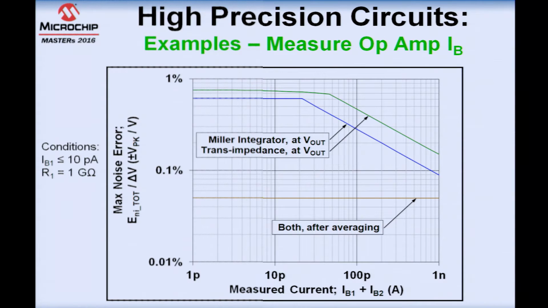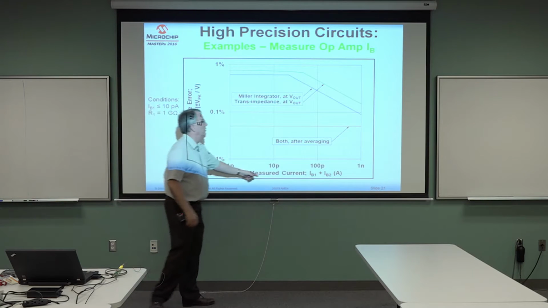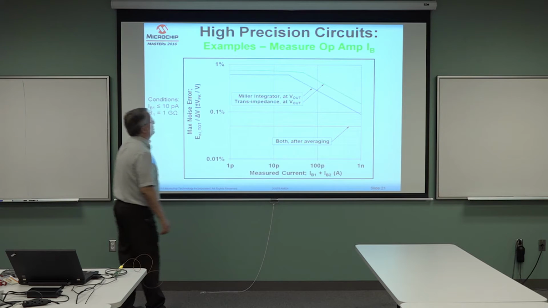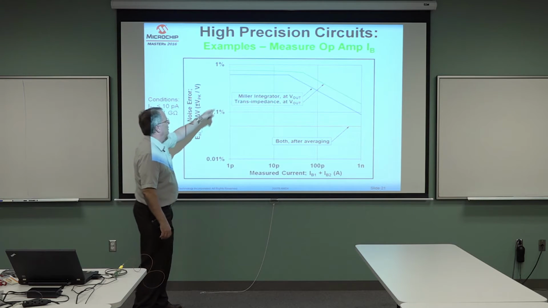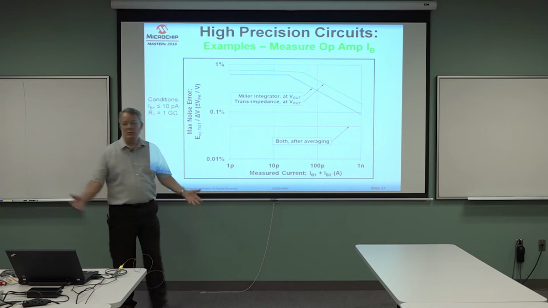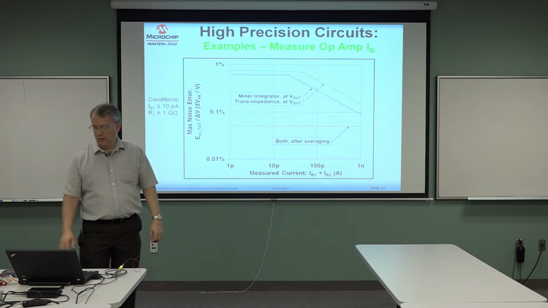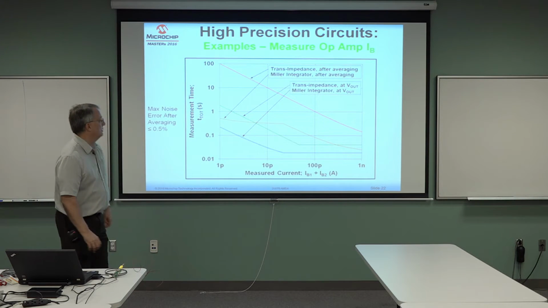I have a couple of plots here that show this. Here's the noise error, and here's the measured current. You'll notice that the Miller integrator does better than the transimpedance application. After averaging, they both get the same noise. But that's not where it's really interesting.